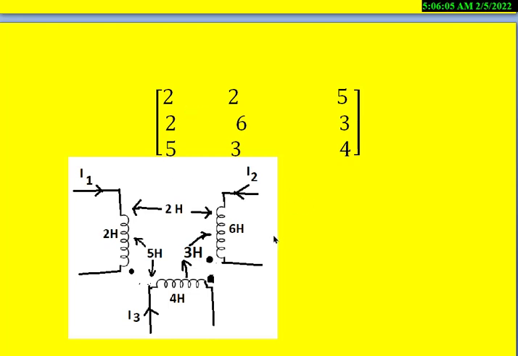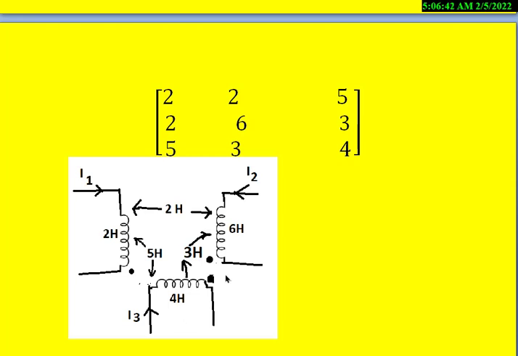Then L13, the mutual inductance between coil 1 and coil 3 is 5 henries, and apply the dot rule here. So current leaves the dot here. Similarly here also current leaves the dot. So it comes under the category called dot rule 1, where the current leaving the dot in both the coils will get the same sign as that of the self inductance. So the sign will be plus 5 here.